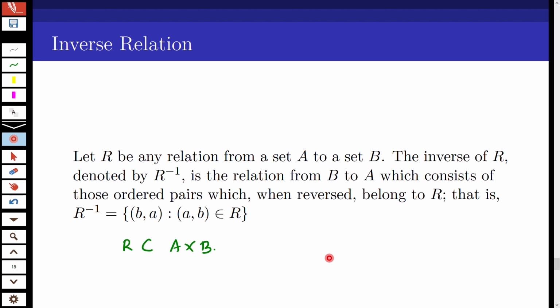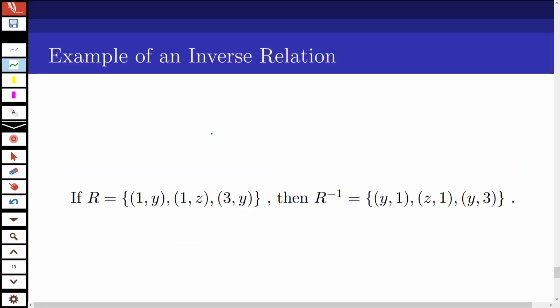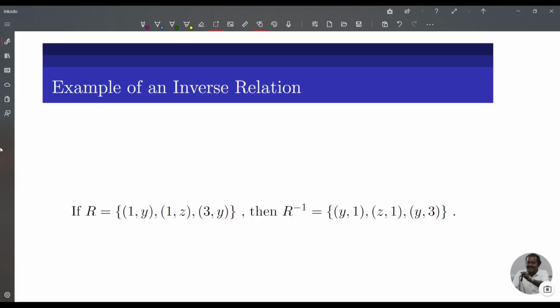So if R is any relation from a set A to B, the inverse of R, denoted by R inverse, is the relation from B to A, which consists of those ordered pairs which when reversed belong to R. That is, R inverse is equal to the set of all (b, a) such that (a, b) belongs to R. Now we discuss an example of an inverse relation. If R is the set of ordered pairs (1,y), (1,z), (3,y), then R inverse given by the set of ordered pairs (y,1), (z,1), (y,3) is the inverse of R.